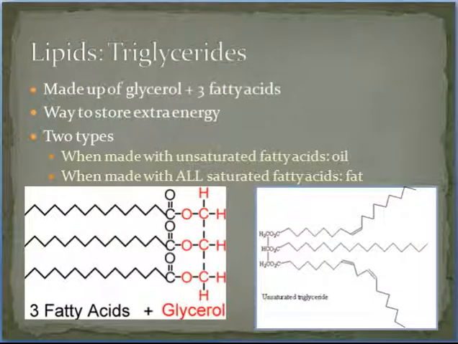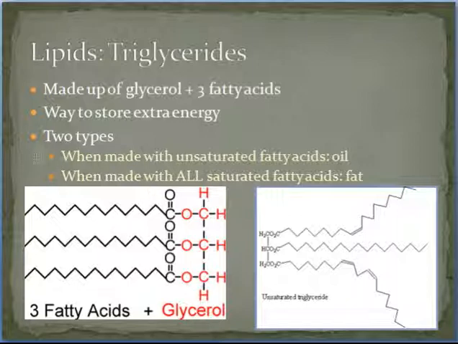Okay, the next type of lipid, triglycerides. They are made of glycerol, type of molecule, and then 3 fatty acids. Triglycerides are a way your body uses to store extra energy. In general, like I said, glycerol, which is this red thing, and 3 fatty acids. You can see one fatty acid chain. Each of these chains in black is a separate fatty acid.